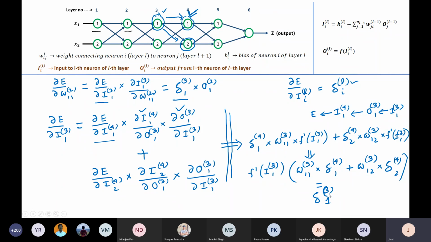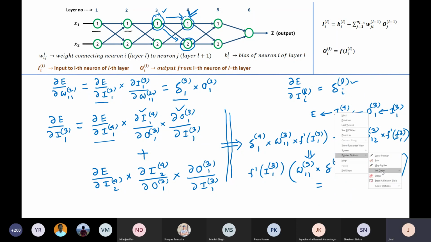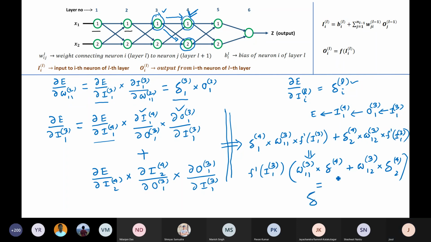This pen is creating trouble for me. Sorry for this little trouble with my pen. So this equals delta 3 1. Is anybody disagreeing with me? All right, so you can see how this is actually happening.